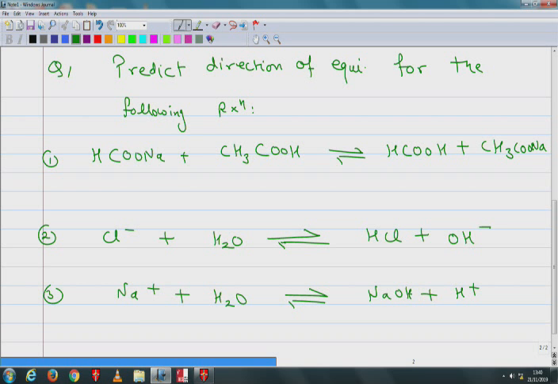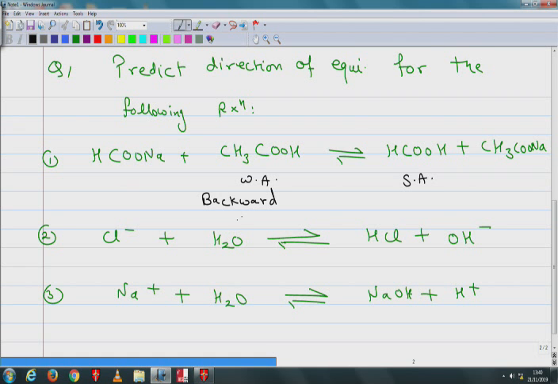Okay, so guys, let's discuss this one. See, CH3COOH is an acid, whereas HCOOH is also an acid. So this is your weak acid. This is your strong acid. So you can check out in question number 1, strong acid is present on the product side and weak acid on the reactant side. So actually, this one will proceed from product to reactant side. That's why this one will become the backward.